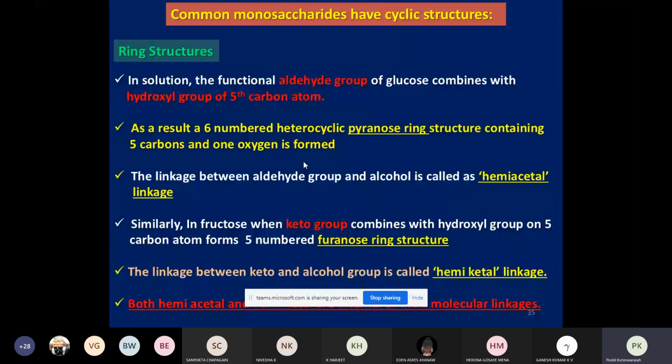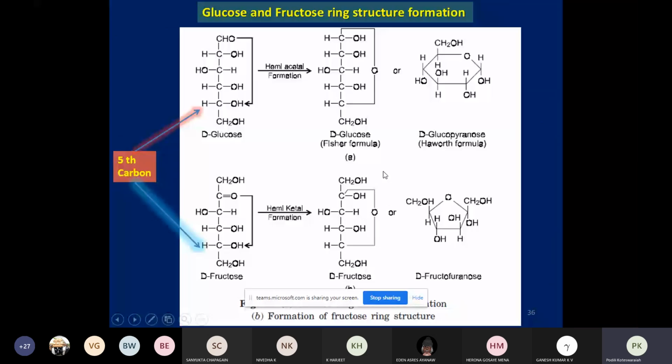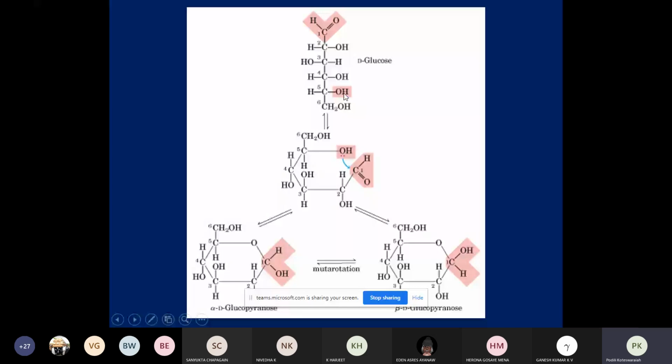In the cyclization, the sugar can form either a 6-membered pyranose ring structure or a 5-membered furanose ring structure. And during cyclization, you can see here that the hydroxyl group on the 5th carbon attacks the carbonyl carbon. As a result, the cyclic structures are formed.